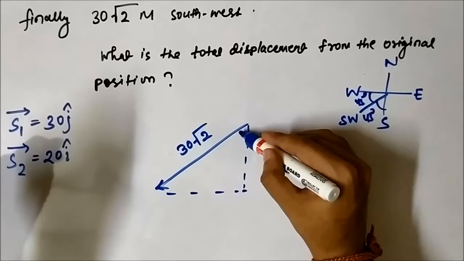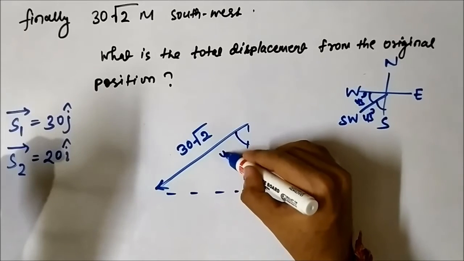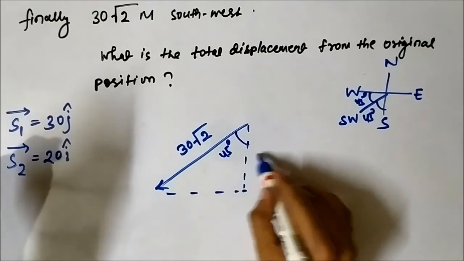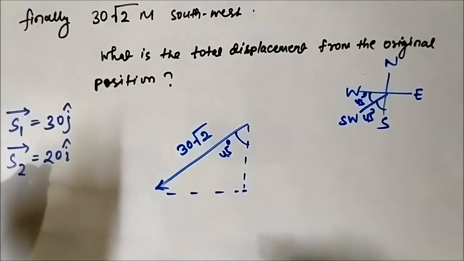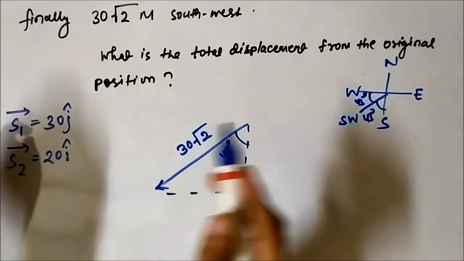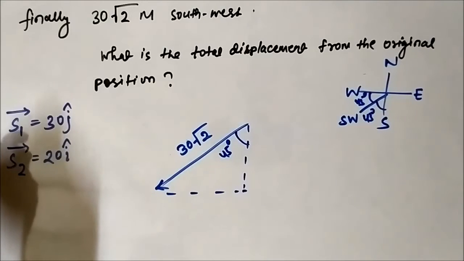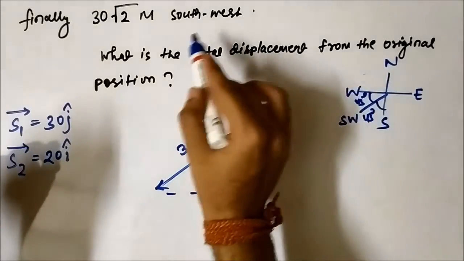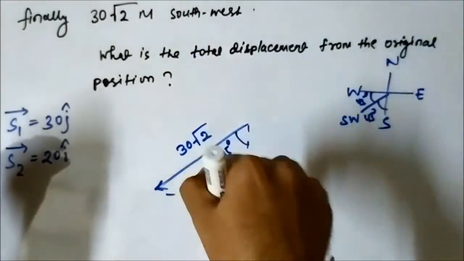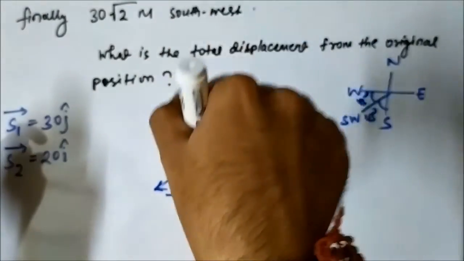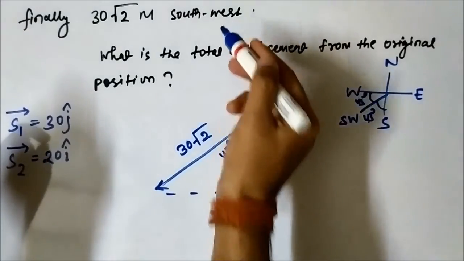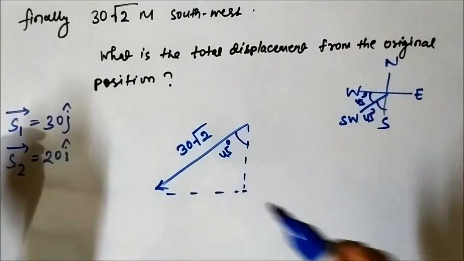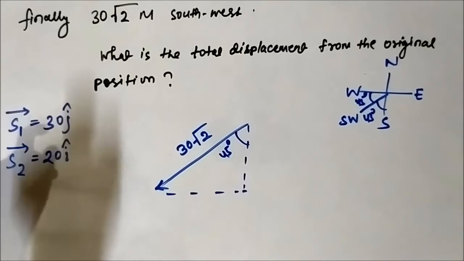This angle is 45 degrees. So we have to find this component and this component, which will be along the negative x and negative y axis. Okay, it will be along the negative x and negative y, because southwest is, south means it will have some component in the negative y direction, and west means it will have some component along the negative x direction. Okay.